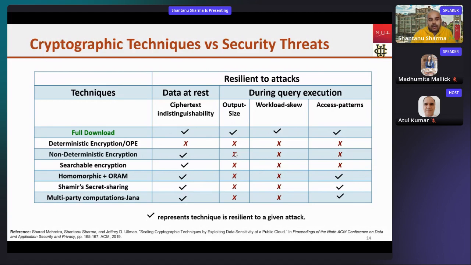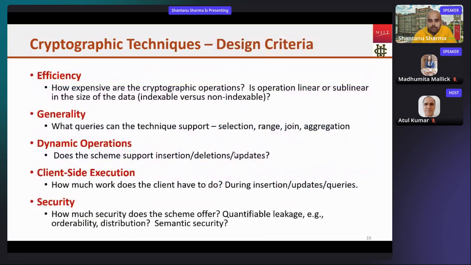Another technique, I have not defined what is deterministic and non-deterministic: the technique that reveals the distribution, or the technique that does not reveal the distribution, known as non-deterministic technique. They are still not secure against all types of attacks. Even the secret sharing based techniques or multi-party techniques, which you saw in the last slide, are also not secure against all types of attack. Output size attack can also happen. Workload skew attack can also happen. So this is a problem when we deal with different types of cryptographic techniques.